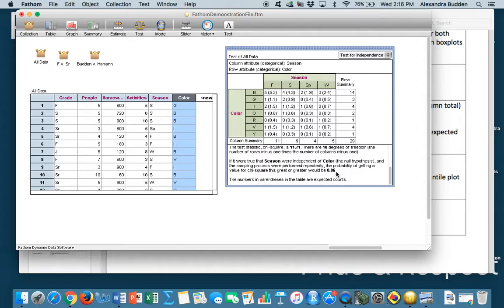Now, I said in class that normally a hypothesis test is followed up with a confidence interval, but in the case of chi-squared, we don't construct confidence intervals.